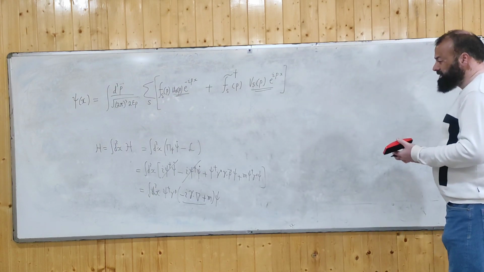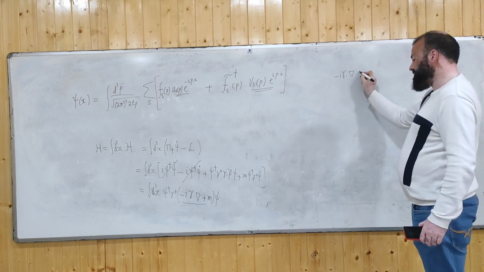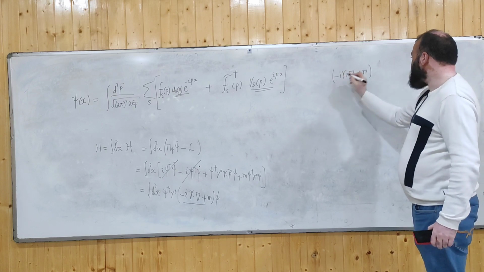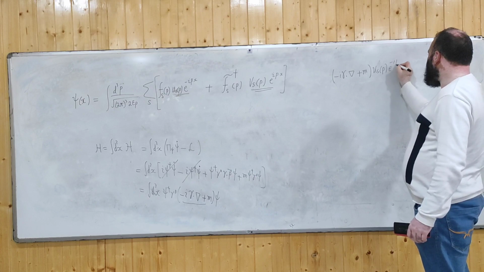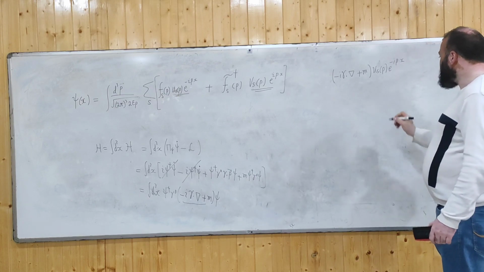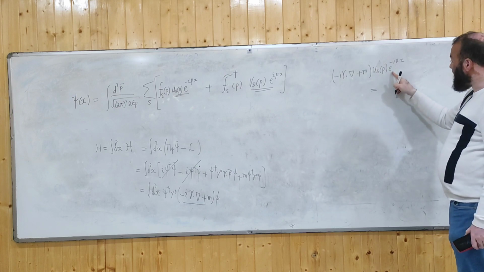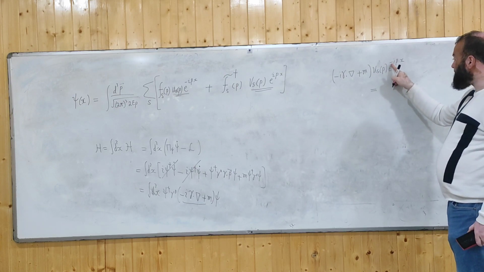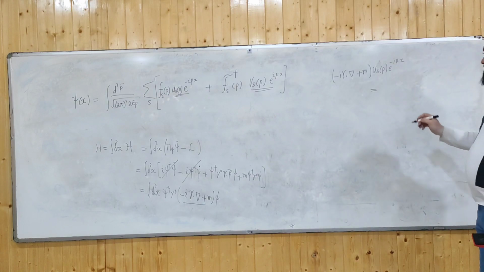Okay. So let's take this operator, minus iγ·∇ plus m, and look at its effect on u_s(p) e^(−ip·x). Clear? So how much is that? This derivative will act on this thing and bring down a minus ip. Clear?